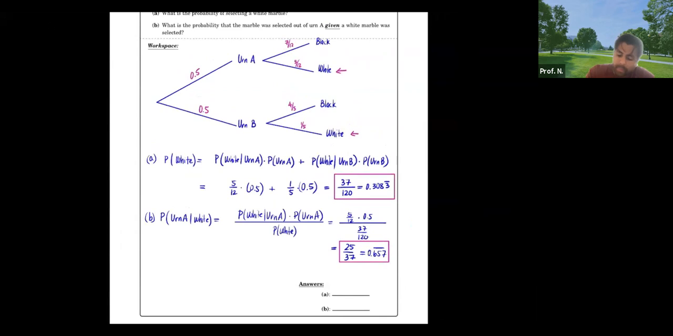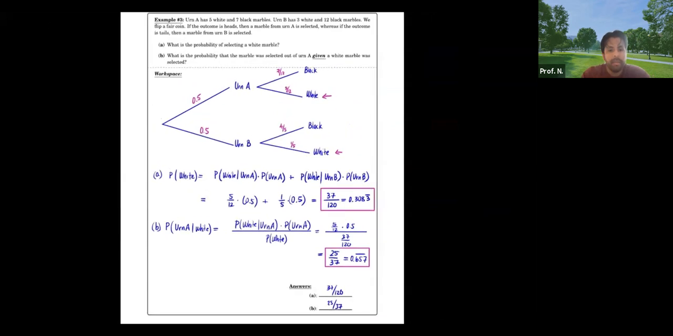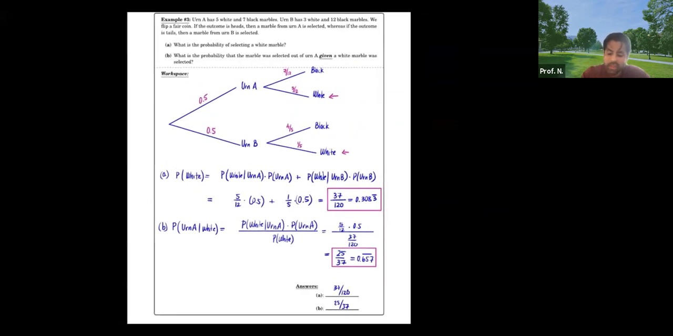Okay. Any questions? Does the tree diagram help in understanding Bayes' formula better and the law of total probability?